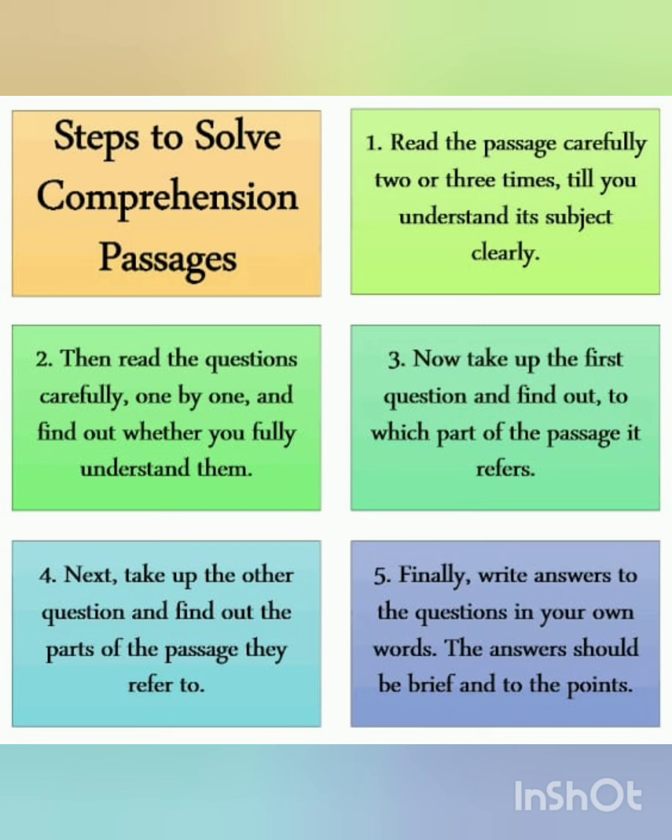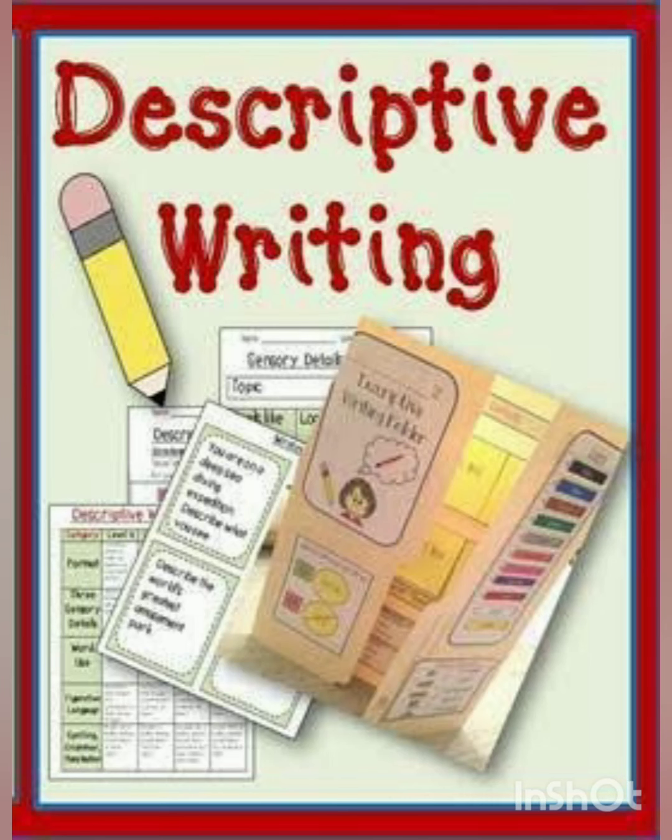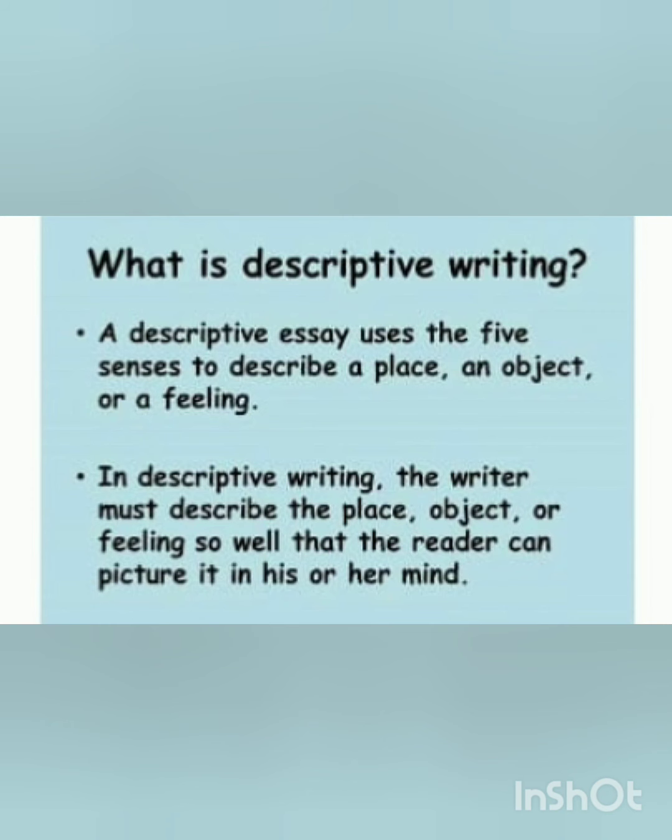Next, we have descriptive writing. Now, what is descriptive writing? Descriptive writing is that in which a person uses all his five senses to describe a thing, place, an object or a feeling. In descriptive writing, the writer must describe the place, object, or feeling so well that the reader can picture it in his or her mind.